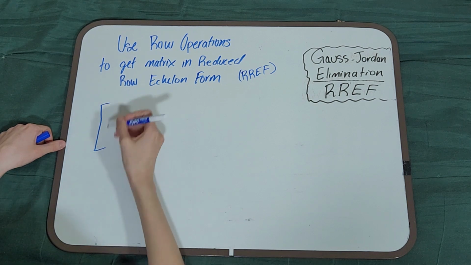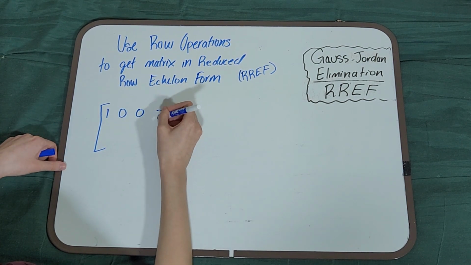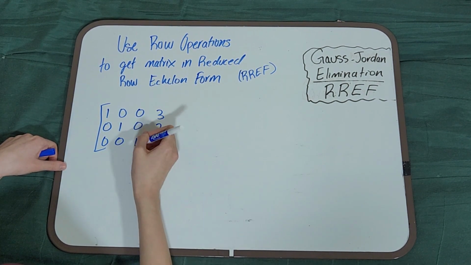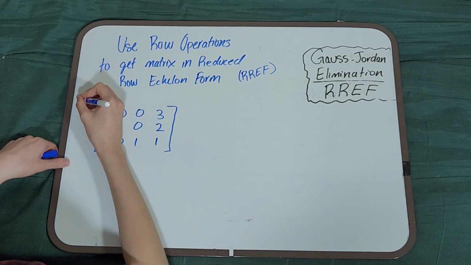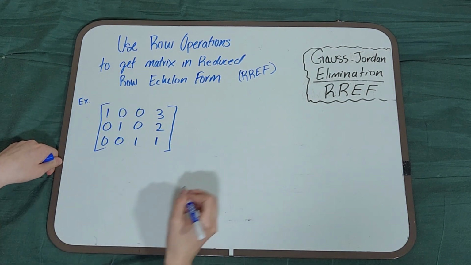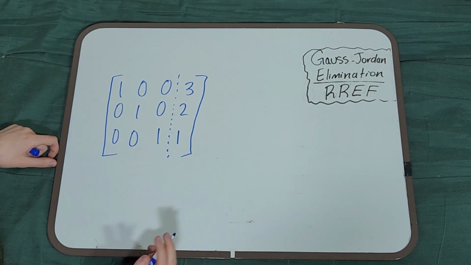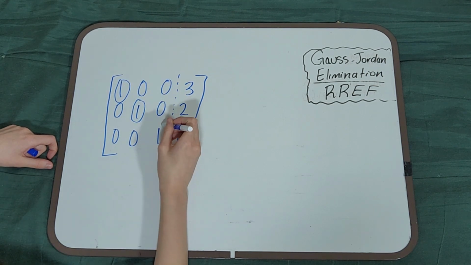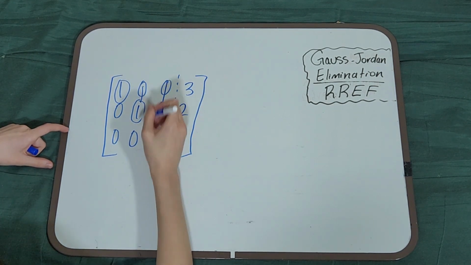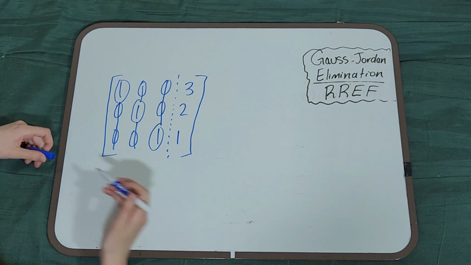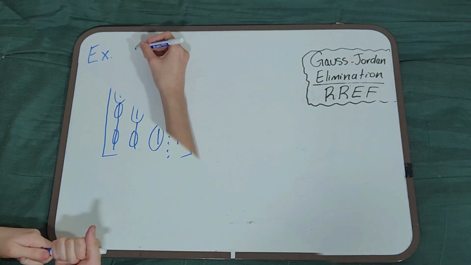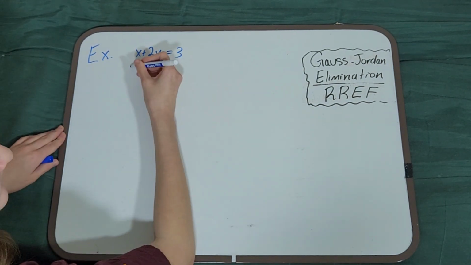Now, the goal of Gauss-Jordan elimination is to use these row reductions to get the system of linear equations into reduced row echelon form. You must have leading ones and zeros everywhere else in that column of leading ones, as shown in this example. Now let's do an example.